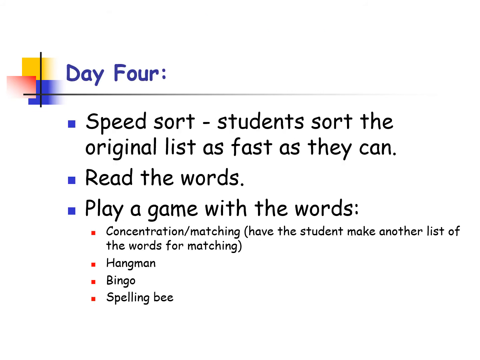On day 4, we're going to go ahead and do a speed sort. So students sort the original list as fast as they can. That original list was OI words and OY words. By now, they should be getting really familiar with these words. They've been playing with them, including the ones that they added. Once they're done sorting, you don't time it, it's just for fun, for speed, then have them read the words again, and then go ahead and play a game with the words.